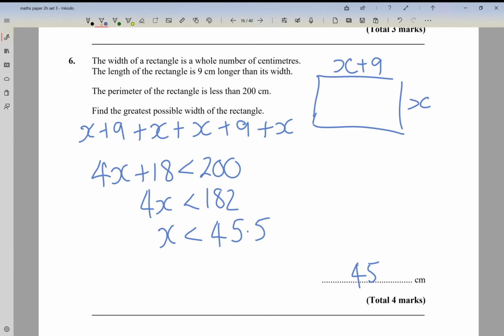Okay, so there's quite a little bit going on there, but once you've set out the inequality, it's just understanding that, go back and make sure you've read the greatest possible and the fact that it needs to be a whole number.